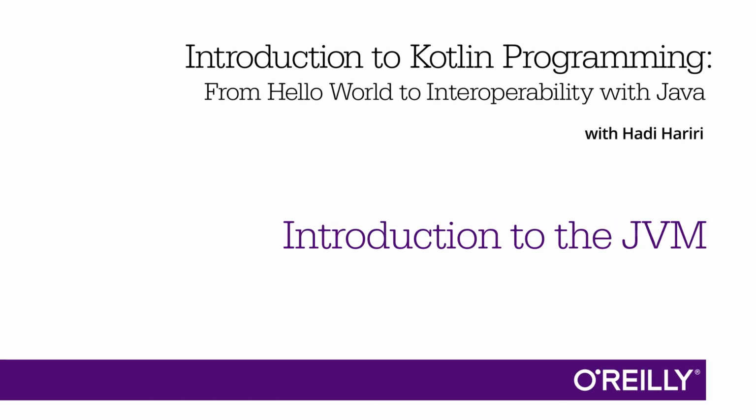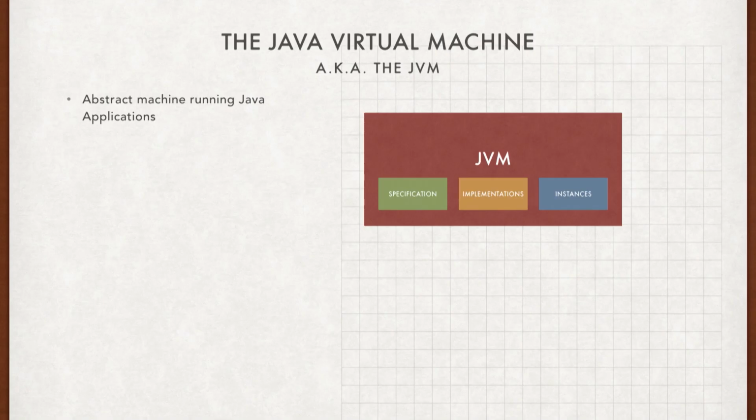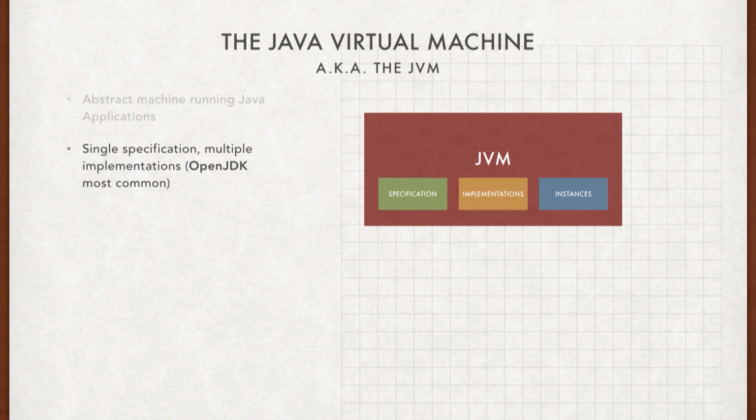So the Java virtual machine is an abstract machine that runs Java applications. And we can see in the diagram that it consists of three parts: specification, implementation, and instances. So it's a single specification with multiple implementations. We kind of need a single specification, otherwise it would all go haywire.